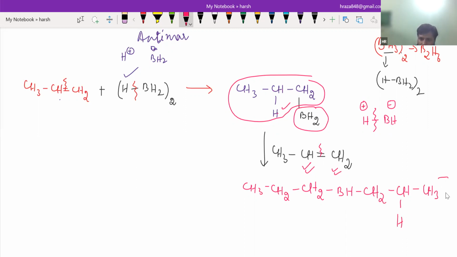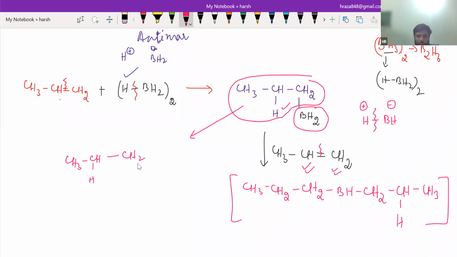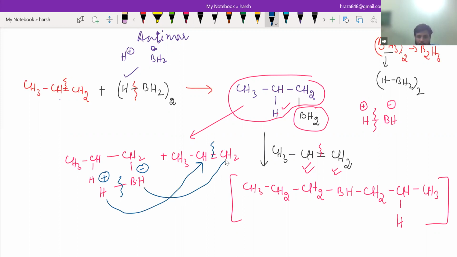Process it. If you don't get it, let me know. See what happens here. I'm going to explain. It is CH3, CH, and CH2, and I'm going to write BH and H. There is CH3, CH double bond CH2. Now this bond is breaking, and this is also breaking. This is the positive part, this is the negative part. So positive will go to this, and negative will go to this.